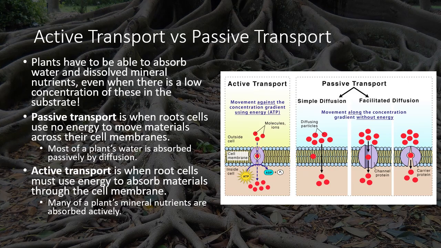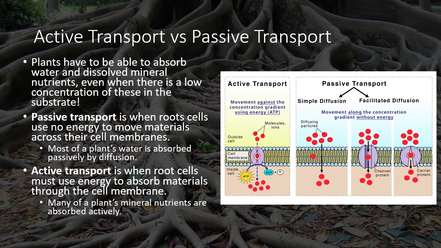One is that a lot of the molecules that plants are after, a lot of the minerals they're after, the mineral salts or the molecules, are too large to pass through the cell membrane. And the other reason is because they're often scarce, and so the plant has to move them against a concentration gradient. Passive transport's a little bit more simple. So in passive transport, the root cells don't have to use any energy to move materials across their cell membrane.